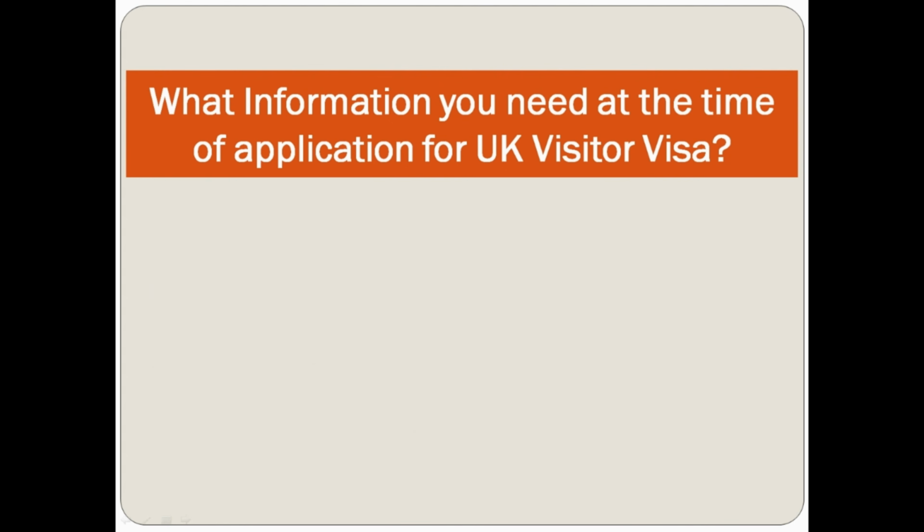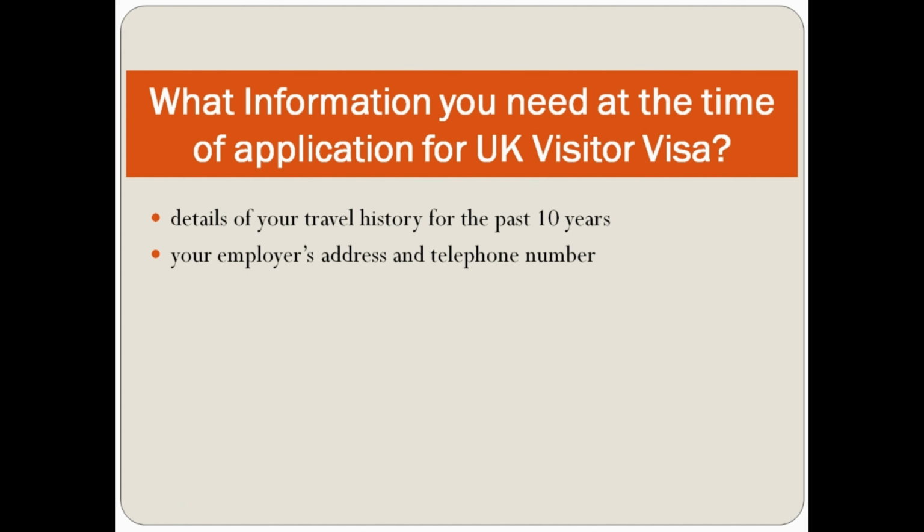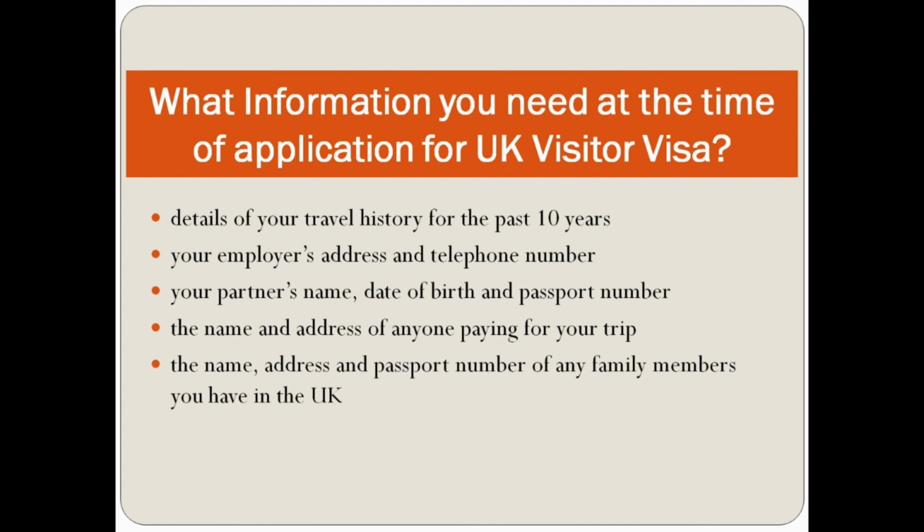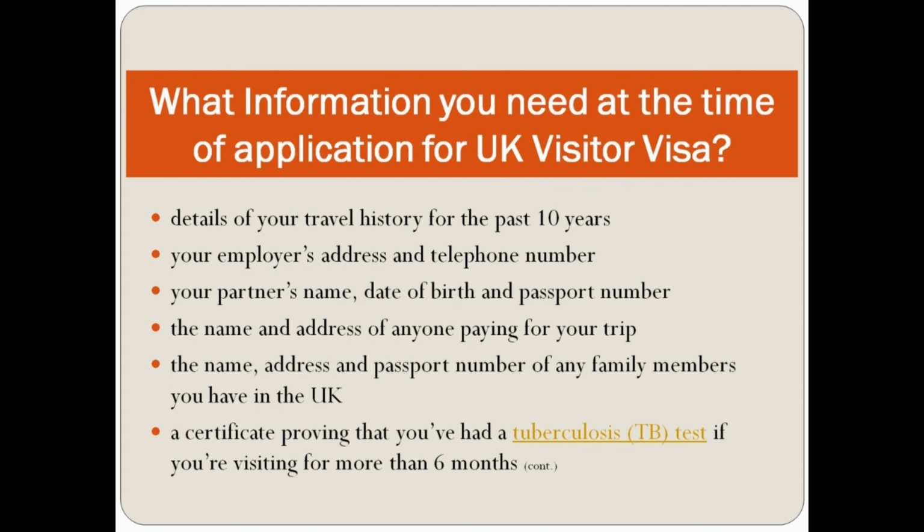What information do you need at the time of application for the UK visitor visa? Details of your travel history for the past 10 years, your employer's address and telephone number, your partner's name, date of birth, and passport number, the name and address of anyone who is paying for your trip, the name, address and passport number of any family members you have in the UK, a certificate proving that you don't have TB.